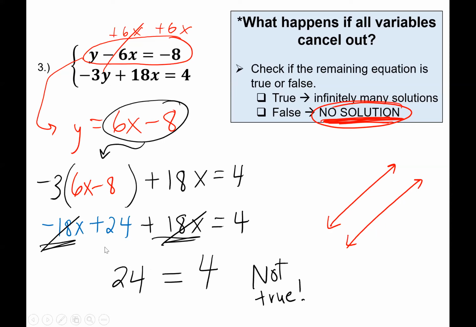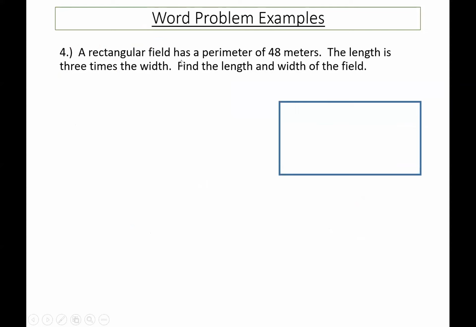I mean, I can go back and check my work, but there's nothing to plug in. There's no extra variable to find. So this one was a little bit shorter in that way. All right, number 4 and number 5 are the next two problems we're going to do. These are word problem examples.